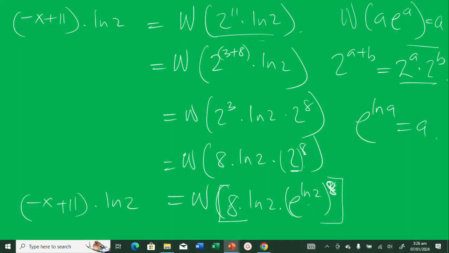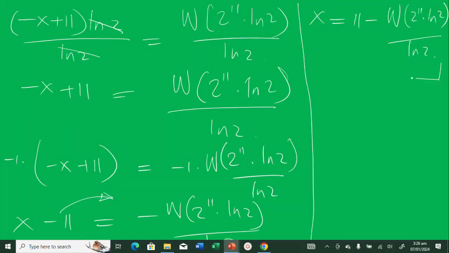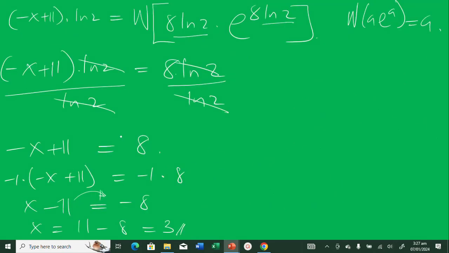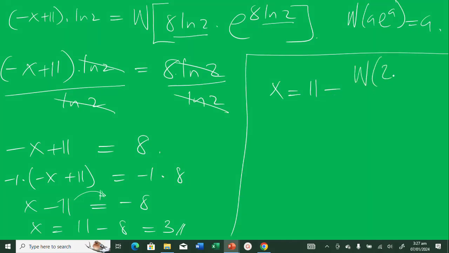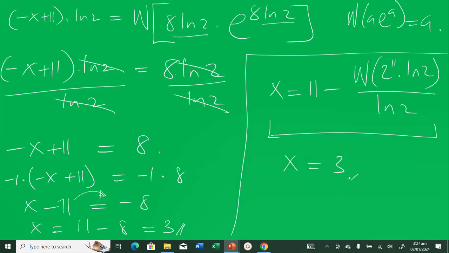Now, but let's go back to using this expression. So it's the same thing. Let's go back. Let's say x is equal to this. Now, x is equal to 11 minus W of 2 to the power 11 times natural log 2, all divided by natural log 2. So now let's see if this will give us x equal to 3.